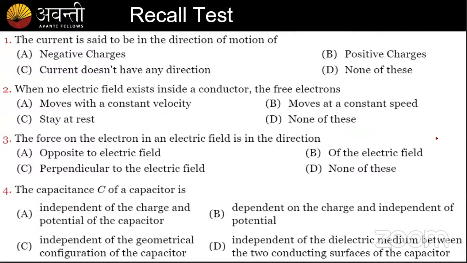The first question goes like this: the current is said to be in the direction of motion of... Let me see how many of you would answer correctly. When no electric field exists inside a conductor, the free electrons... Please answer with question number and answer. Zoom audience, please answer in the polls. YouTubers, you could answer with question number and answer. Please try to answer all 5 questions together.